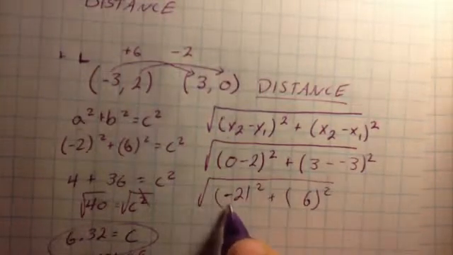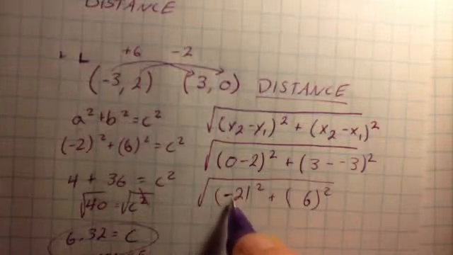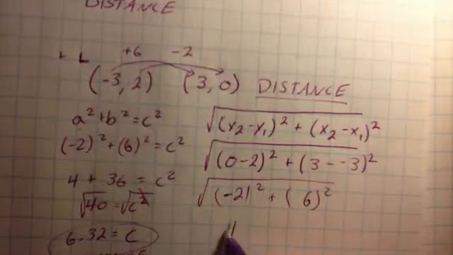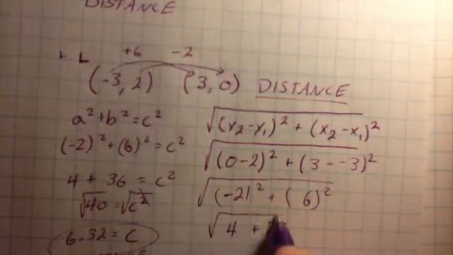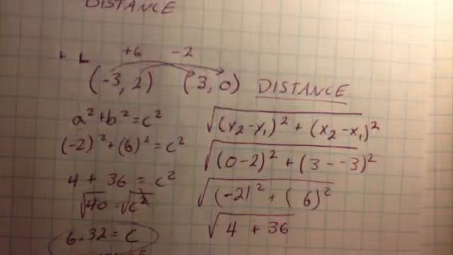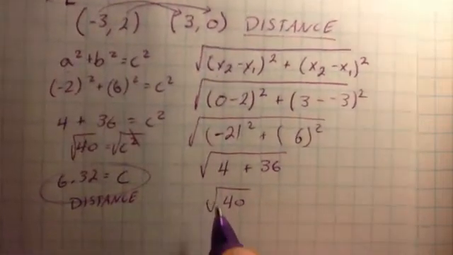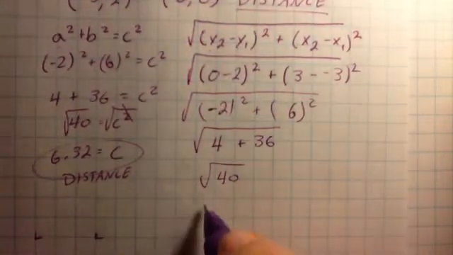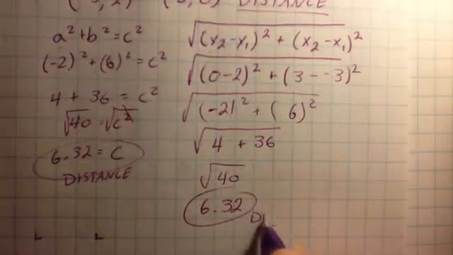Negative 2 squared, that's 4, right? Because whenever we square a negative number, it's going to become positive. 4 plus 6 squared is 36. Oh, almost forgot the square root. 4 plus 36 is 40. Square root of 40. And if we pop that into our calculator, like we did before, we will get 6.32, and that is our distance.